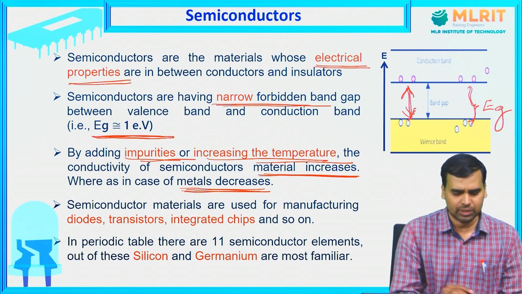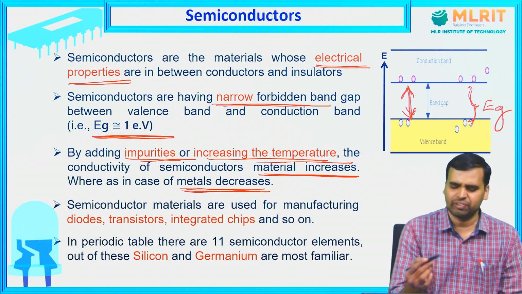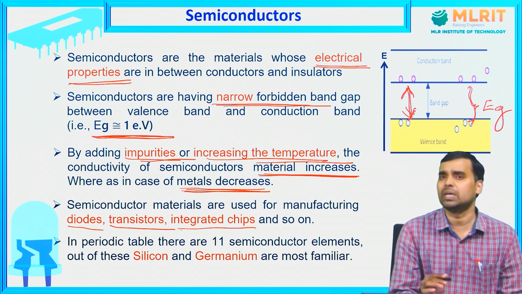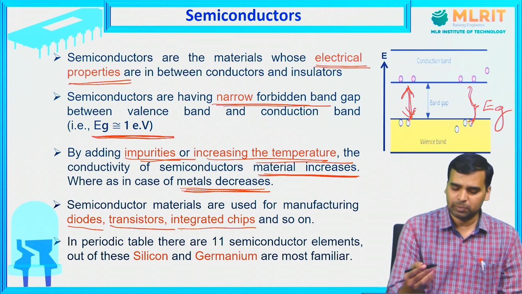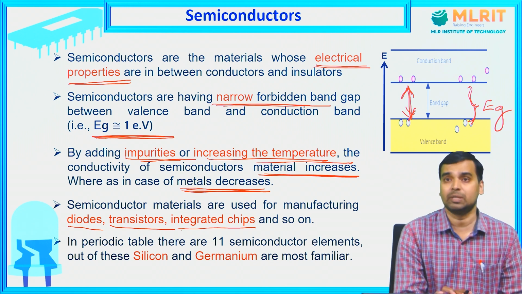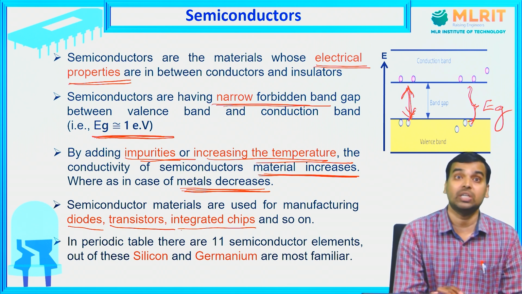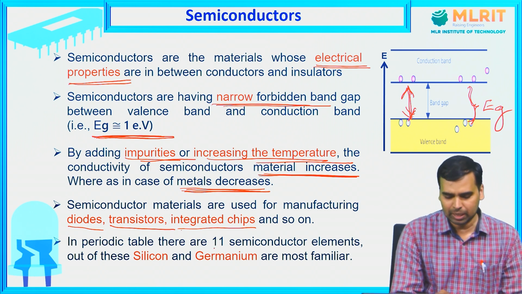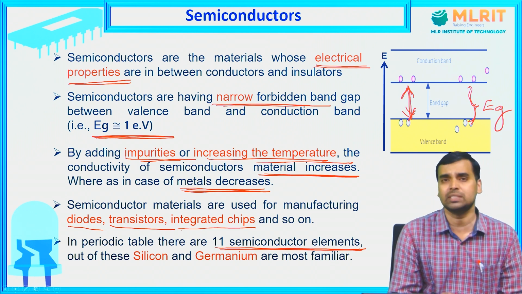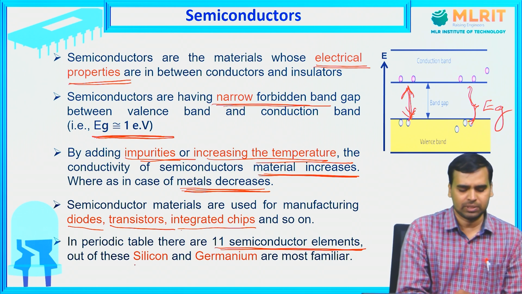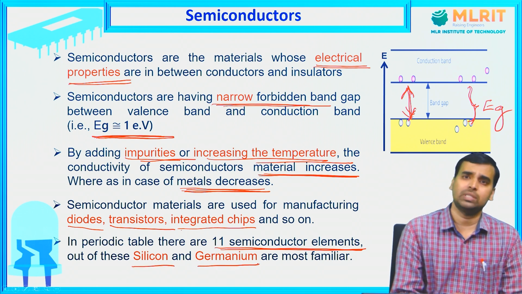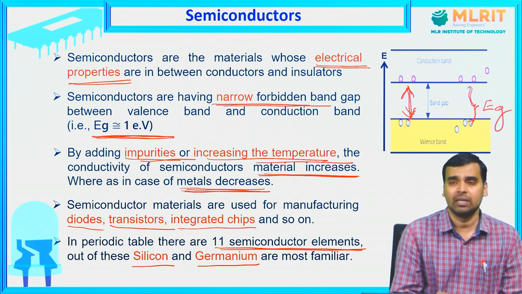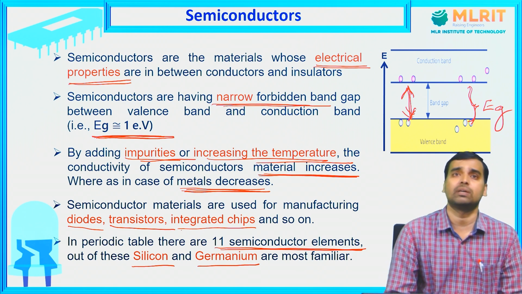Semiconductor materials are used in different electronic devices like diodes, transistors, and integrated chips and so on. Almost 95% of electrical devices are made of semiconductor materials because of their variety of properties. In our periodic table, almost 11 elements behave like semiconductors. The most familiar examples are silicon and germanium. Not only silicon and germanium, some alloys also behave like semiconductors, like gallium arsenide and gallium phosphide.